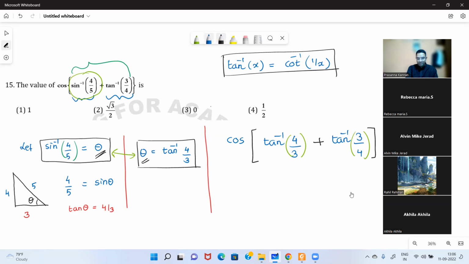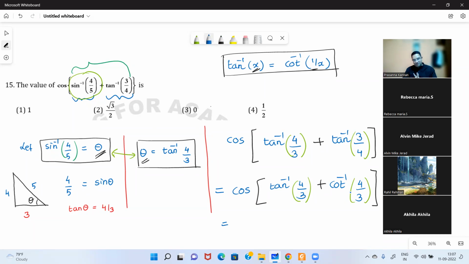So now, the first term I will keep as it is: tan inverse 4 by 3. Plus, the next one, tan inverse of 3 by 4, is like tan inverse of x. How can I write it in terms of cot inverse of x? I just need to take the reciprocal, correct? So tan inverse 3 by 4 in terms of cot inverse is cot inverse 4 by 3. Exactly. So it is equal to pi by 2. Very good.